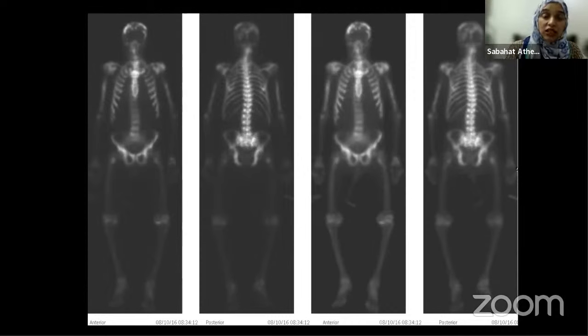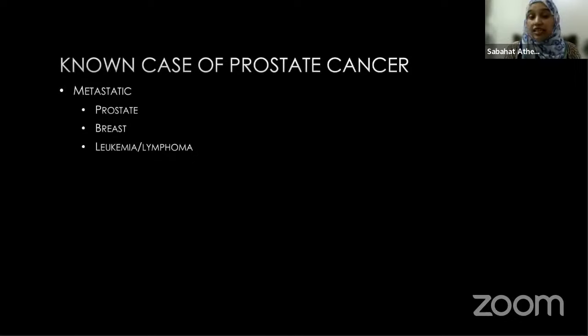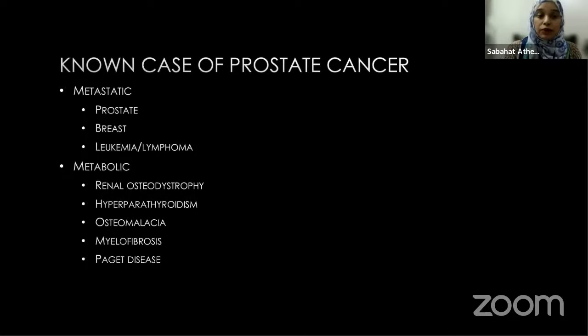So you can see that there is diffuse uptake, as everybody said, absent kidney sign, in the skull, in the axial skeleton. You see this bow tie sign of the sternum, the spine, the pelvis. Prostate cancer, yes. This particular case was a known case of prostate cancer. And as people rightly said, there are multiple other reasons for a super scan. In metastatic, of course, prostate, breast, leukemia, lymphoma. But then there are metabolic causes as well, right? As somebody rightly mentioned, renal osteodystrophy, hyperparathyroidism, osteomalacia, myelofibrosis, Paget's disease. These are all causes of super scan.